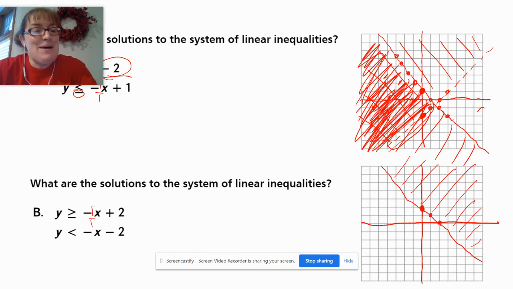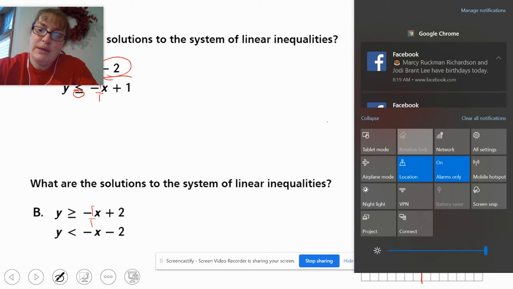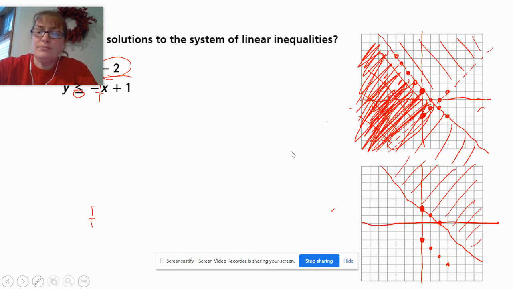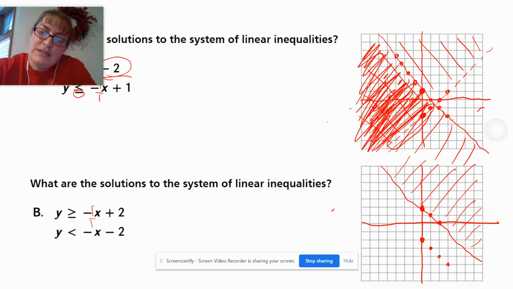All right, second one. This one says y's are less than negative x minus 2, and so this one's starting at negative 2. It also has a slope of negative x, or negative 1 over 1. So down 1 over 1, down 1 over 1. This time when I look at it, there is not an equal to sign, so that means I'm going to just have a dashed line here. So I'm going to get my dashed line going.